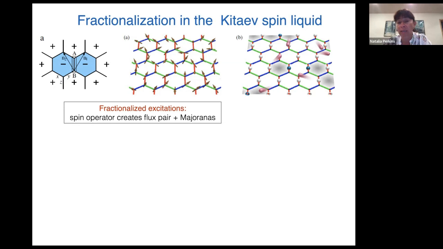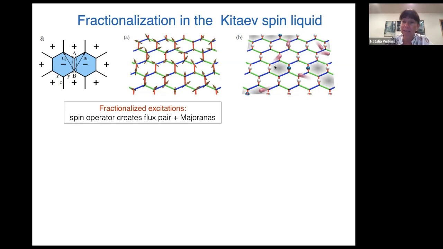But as long as we think about this in terms of the spin degrees of freedom, it's kind of difficult to visualize what the state is. And this Majorana fermion representation actually helps to visualize it. So in the Kitaev spin liquid, the spin flip or the spin excitation creates a pair of fluxes, like shown here, and Majorana fermions. So basically, this is a picture where we have some excitation which is in the form of Z2 flux, and some excitation which is in the form of itinerant Majorana fermions, which is artistically shown here.